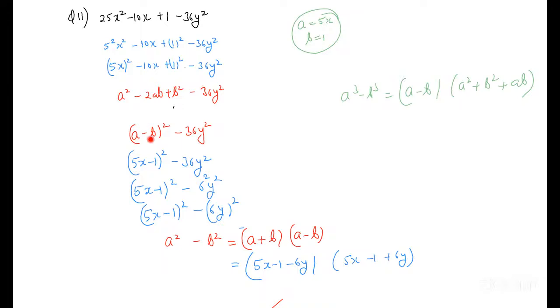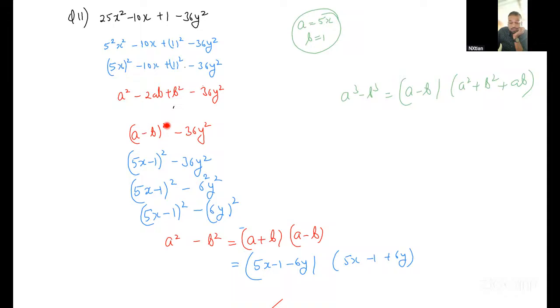Okay, so it will become a minus b whole square minus 36y square. So a minus b means 5x minus 1 whole square because a is equal to 5x, b is equal to 1. So it becomes 5x minus 1 whole square minus 36y square. Now 36 can be written as 6 square.